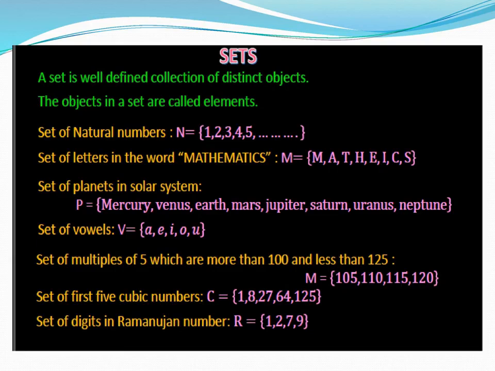Then another example. The set of digits in the Ramanujan number. So what is the Ramanujan number? 1729. Then you represent it with the letter R. Then you can write the set R equal to the set of 1, 2, 7, 9.